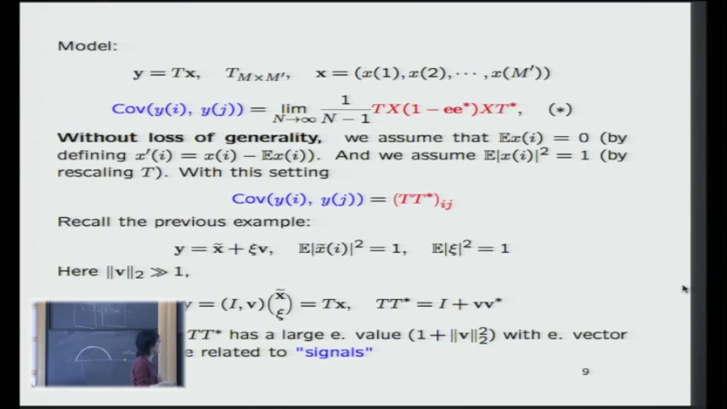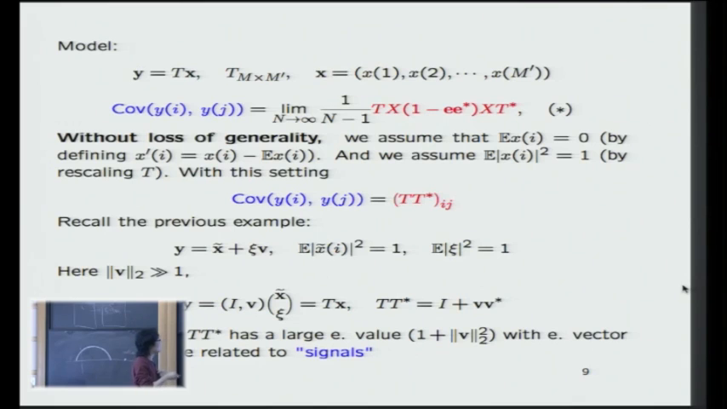So let me remind you. The model is we have this assumption: fixed mixed linear random variables, and the covariance matrix equals the limit of this. This is without loss of generality. We assume the mean of x is 0. The reason is if it's not 0, you define some x prime, just shift the mean, and you put it back, it's still the same, because if you look at covariance, of course, the mean is not important. Also, we can assume the variance of xi is 1, because if it's not 1, you can change the scale and move the factor to t. So in this way, you can always assume the variance of xi is 1, and the mean is 0.